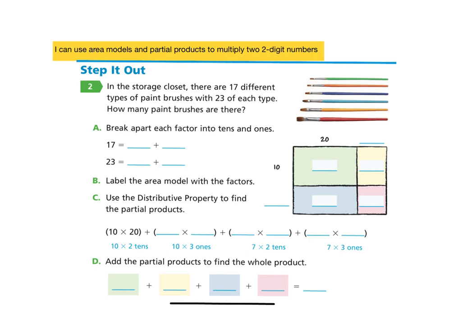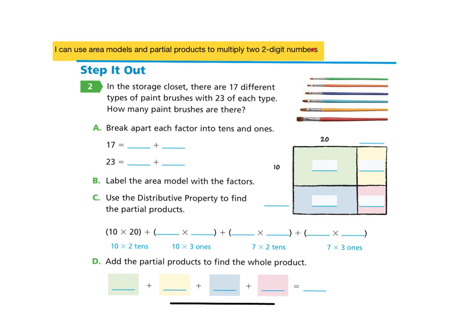In this video, our objective is I can use area models and partial products to multiply two two-digit numbers. So this is expanding on our last video where we were multiplying by a one-digit number. Now we have two two-digit numbers. So let's look at our first problem as an example here.